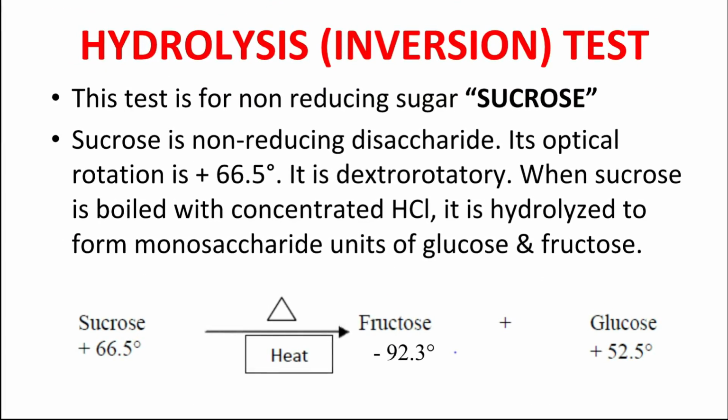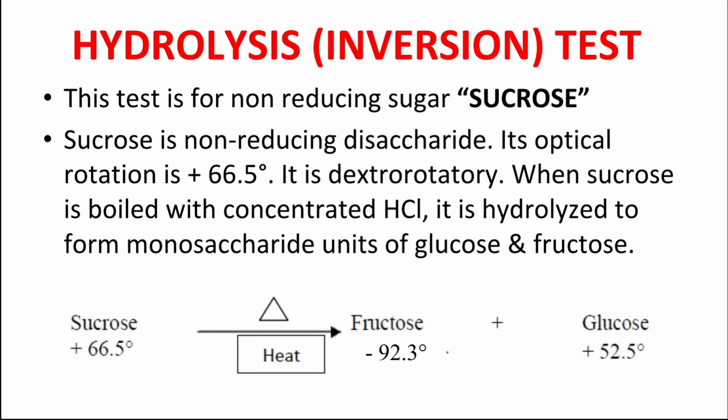Let's talk about the hydrolysis or inversion test. This test is for the non-reducing sugar, sucrose. Sucrose is a non-reducing disaccharide with an optical rotation of +66.5 degrees, meaning it's dextrorotatory. When sucrose is boiled with concentrated hydrochloric acid, it is hydrolyzed to form the monosaccharide units glucose and fructose, that you can see in the flowchart.